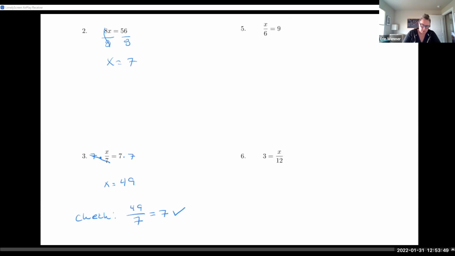Okay, so number 5, we're going to multiply both sides by 6, giving us x equals 54. In number 6, we're going to multiply both sides by 12, giving us x equals 36.